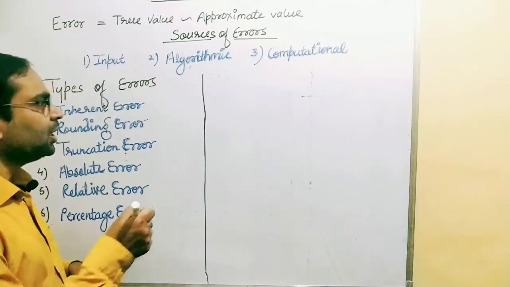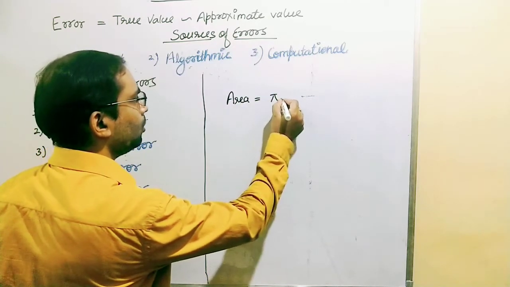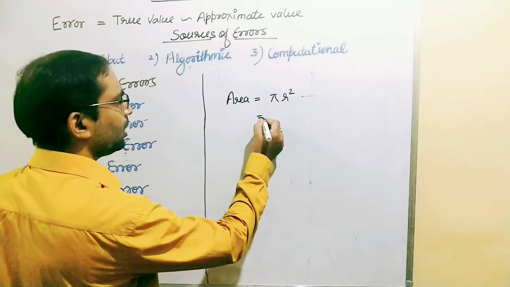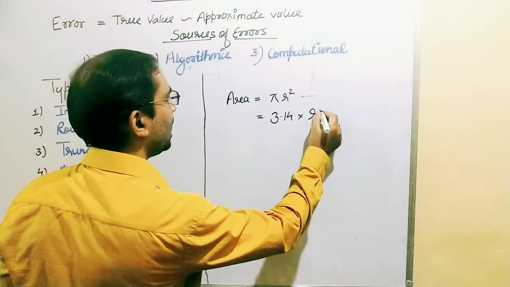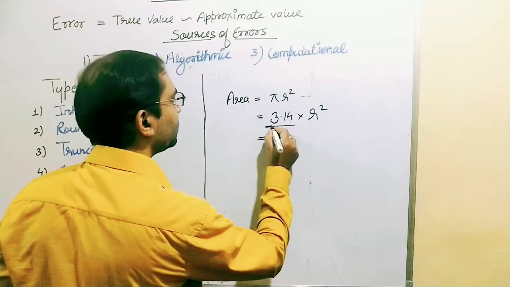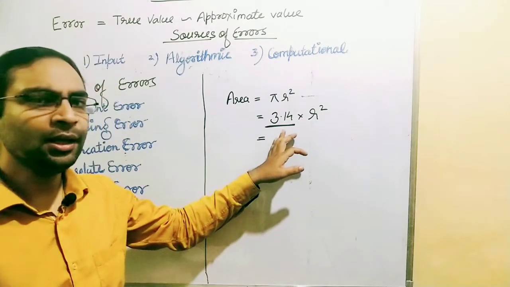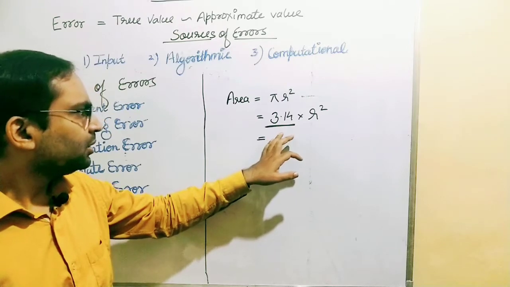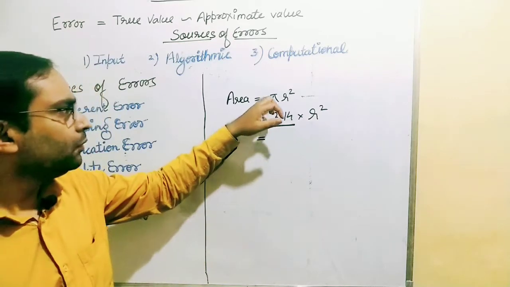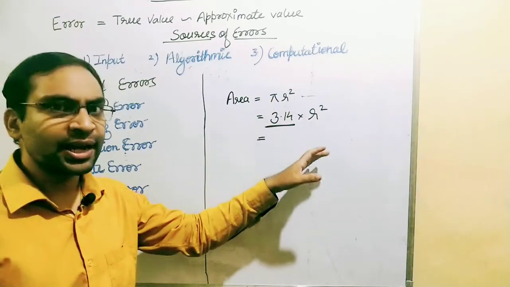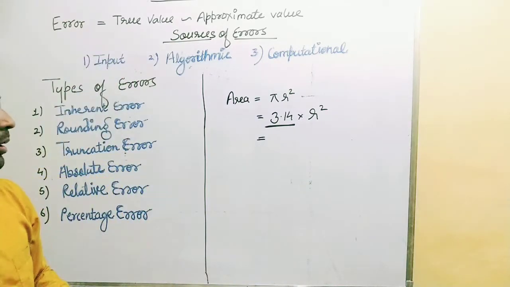For example, let's say we need to calculate the area of a circle, which, as we all know, is pi r square. So if we take the input of pi as 3.14 into r square, then you know that this is not the actual value. This is only the approximated value of pi. So this introduces an input error into the formula, because the value we are inputting is in itself not exact but approximated. Such types of errors are known as input errors.